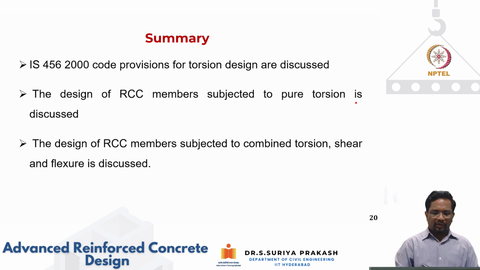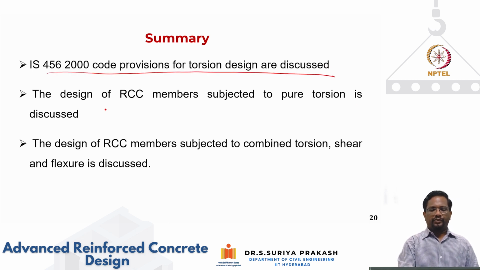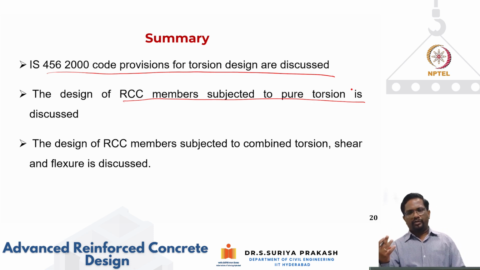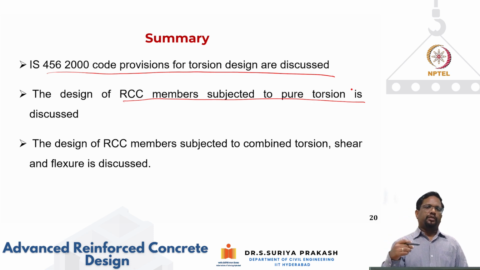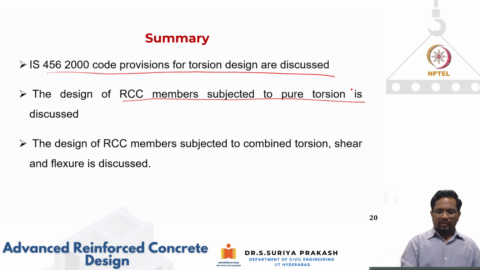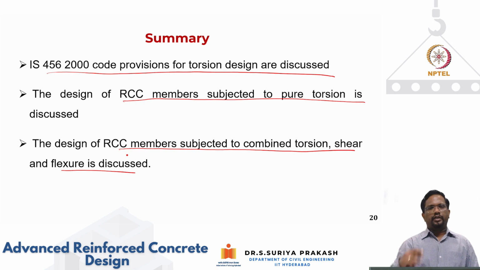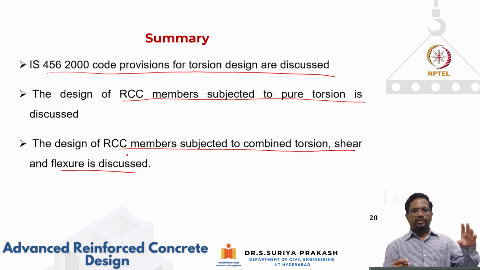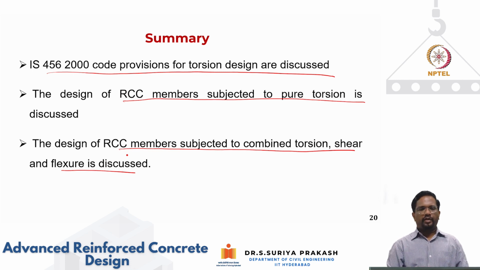So what we have discussed is IS 456 provisions for torsion design. And we also took two examples. First example was an RC member subjected to pure torsion. And we find that even though it was 40 kilonewton meter, the stirrup requirement and longitudinal reinforcement requirement was quite substantial. Then we also looked at another example of design of members subjected to combined torsion, shear, and flexure.